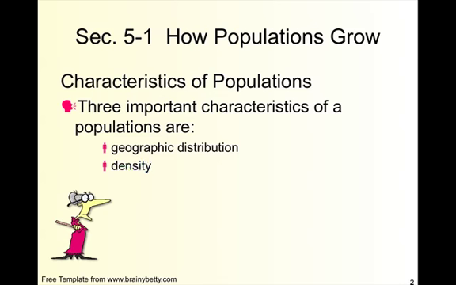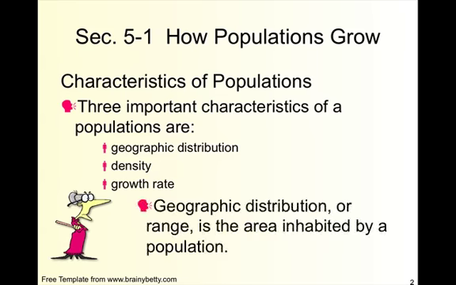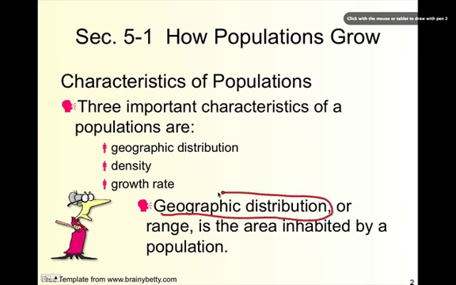density, and growth rate. So let's first define geographic distribution. Geographic distribution, or the other term we call geographic distribution, is the range, the area that is inhabited by a population, or commonly known as where the population lives.